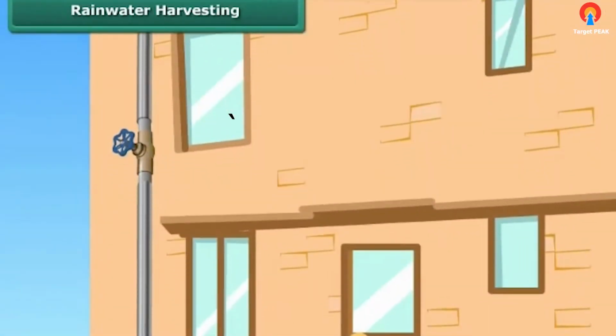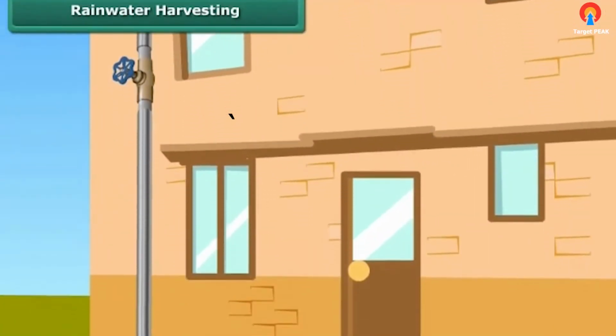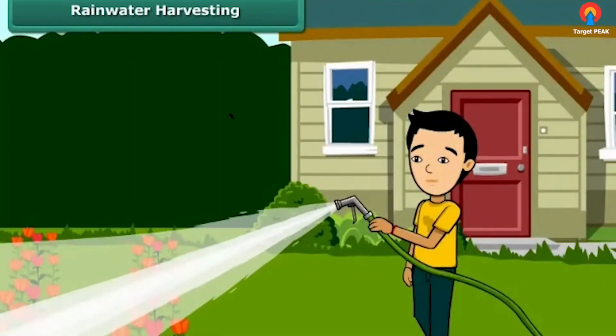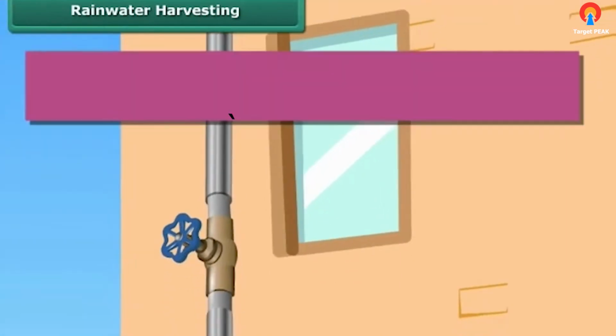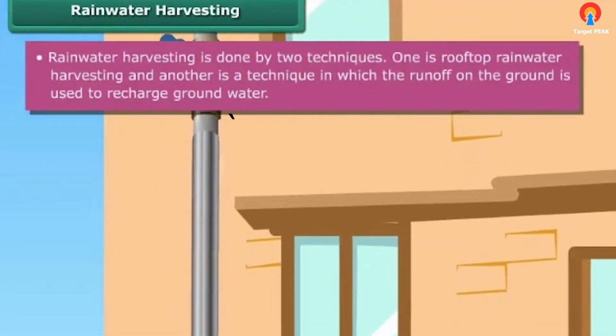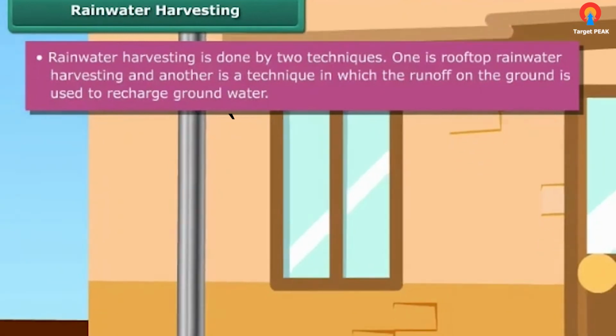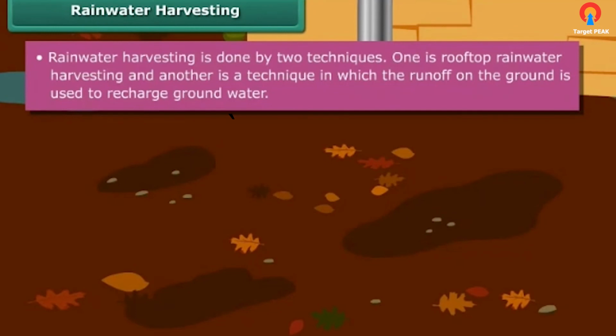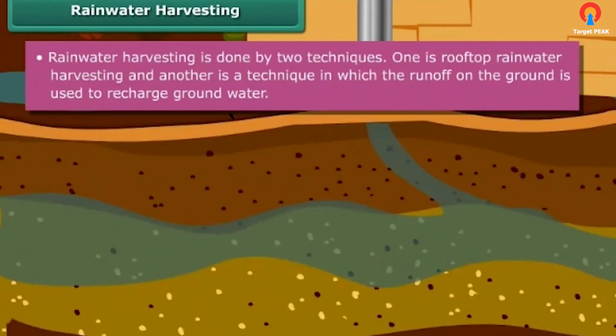The rainwater is collected from the rooftop in a storage tank through pipes to be used later for various purposes. Alternately, instead of collecting the rainwater in a tank, the pipes can carry the rainwater to a pit dug in the ground. The rainwater then seeps into the soil to recharge or refill the groundwater. Another technique of rainwater harvesting is the one in which the runoff on the ground is used to recharge groundwater.